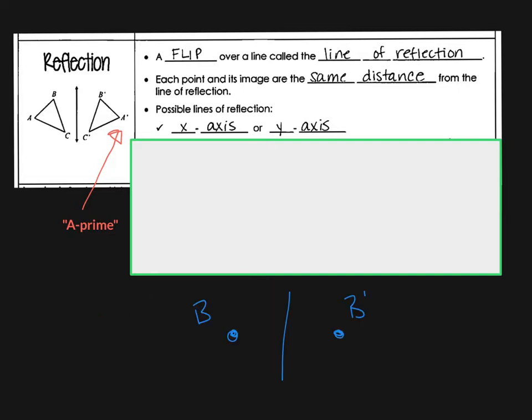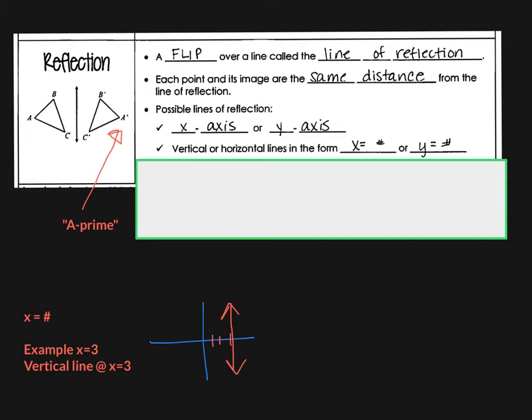Alternatively, I could go across the y-axis, and the y-axis goes up and down. And what I would look for is going the same distance that B is from that line of reflection across the other side to B prime. The next way we might reflect would be to go across either the vertical or horizontal lines in the form of x equals a number or y equals a number. For example, down here, I see that I have a vertical line going through x equals 3. And from algebra, you should recall that when you see x equals a number, that's a vertical line at x equaling that number. So x equals 3 is a vertical line at the value of 3.